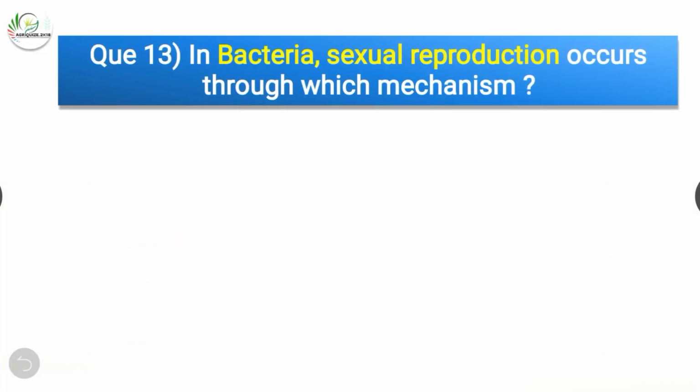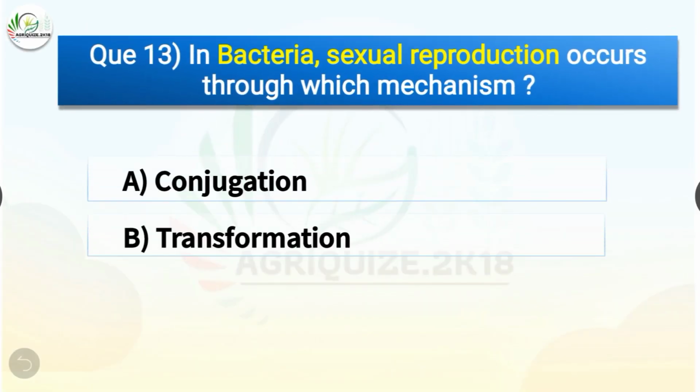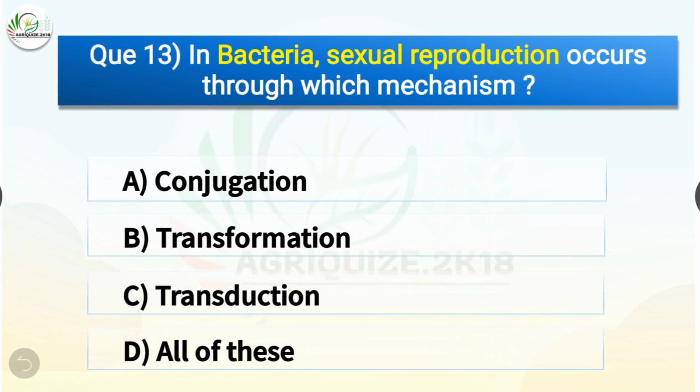Question number 13. In bacteria, sexual reproduction occurs through which mechanism? The options are conjugation, transformation, transduction or all of these. The correct answer is option D, all of these. So in bacteria, the sexual reproduction occurs through all the three, which is conjugation, transformation and transduction. So in a bacterial cell, sexual reproduction occurs via 3 different methods: conjugation, transformation and transduction.